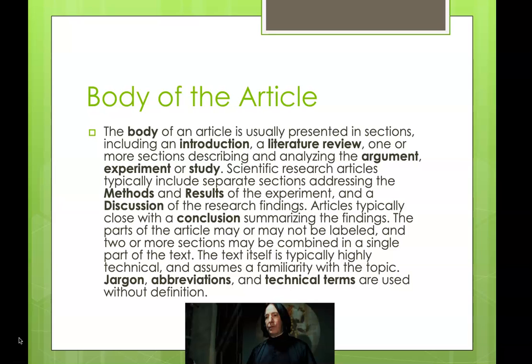The body of an article is usually presented in sections, including an introduction, a literature review, and one or more sections describing and analyzing the argument, experiment, or study. Scientific research articles typically include separate sections addressing the methods and results of the experiment, and a discussion of the research findings. Articles typically close with a conclusion summarizing the findings. The parts of the article may or may not be labeled, and 2 or more sections may be combined in a single part of the text. The text itself is typically highly technical and assumes a familiarity with the topic. Jargon, abbreviations, and technical terms are used without definition.